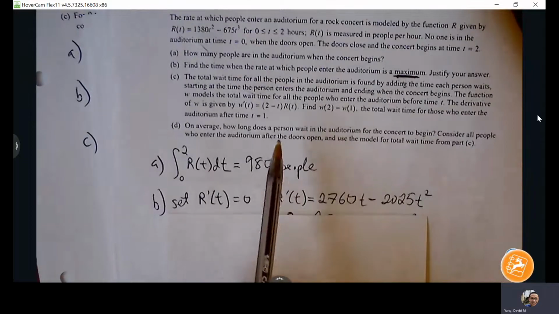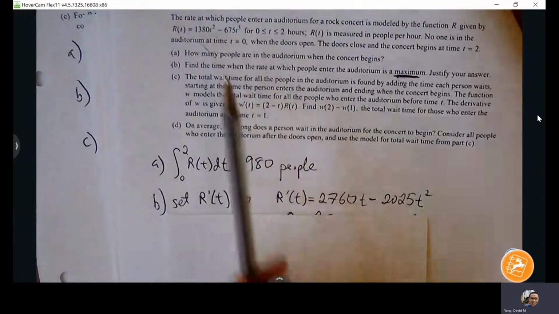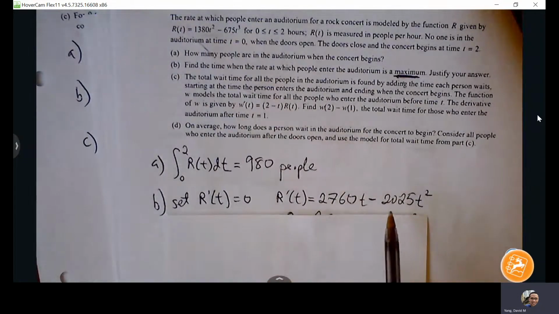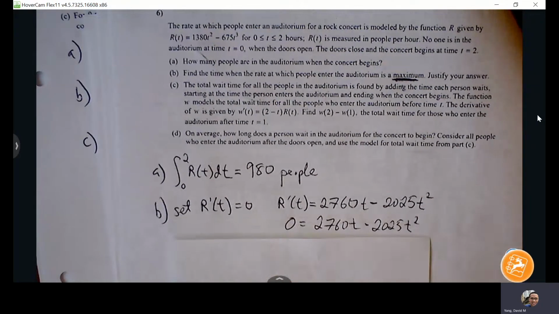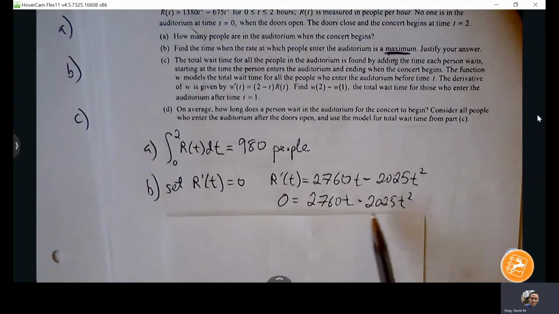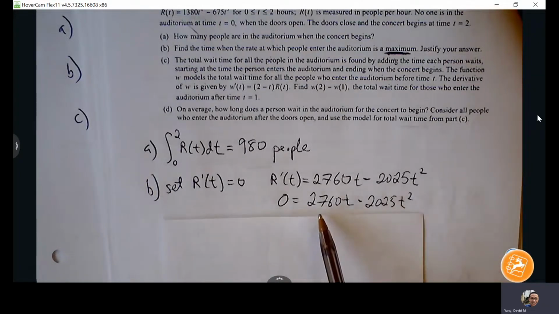R prime just means find the derivative. I can quickly do power rule there: 2760t minus 2025t squared. Set that equal to 0. You can have the graphing calculator find the x-intercept for you, or you can solve it by hand. You can also use num solve on your 36 Pro.